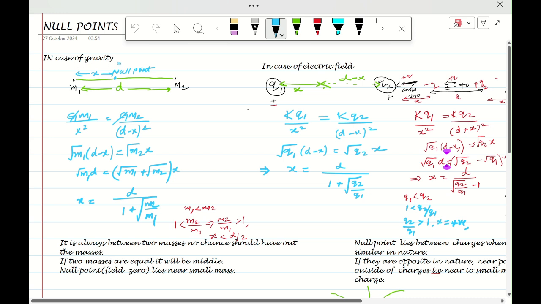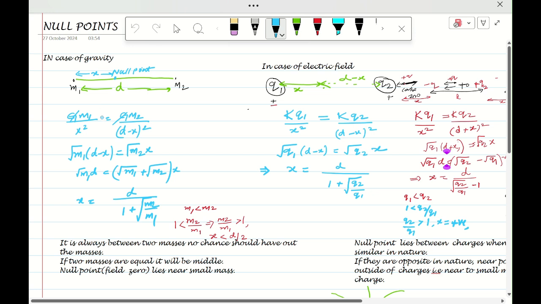First of all, in case of gravity, that means gravitational field. In the gravitational field, the source is mass, we know. The source of electric field is charge, and the source of magnetic field is magnet, and electric current also, the current element. That I have already given in one of the previous videos.